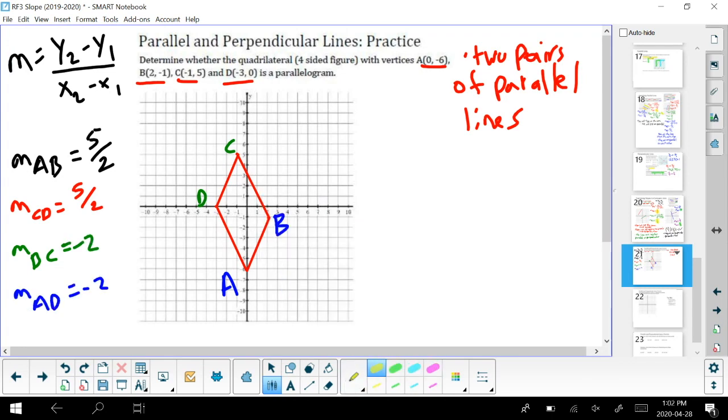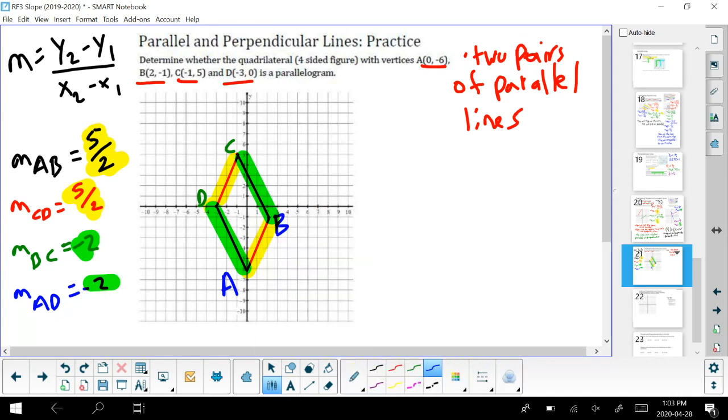Now that we've found the slope of each line, we can examine them. So first off, we looked at AB and CD. If those two lines are parallel, then their slopes also need to be the same thing. So we've got 5 over 2 and 5 over 2. So they are parallel. Great. Now our next step is to look at BC and AD. If those two slopes are the same, then we also have another set of parallel lines. And we definitely do.